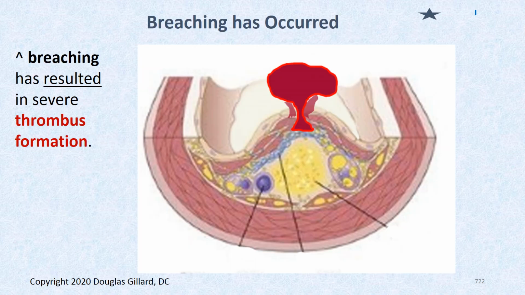Breaching. Here's another cartoon of what breaching has occurred. There would have to be a rip in here somewhere, and the blood has gotten into this and is trying to get out. But once the blood is exposed to all these prothrombogenic molecules, it will clot incredibly quick.